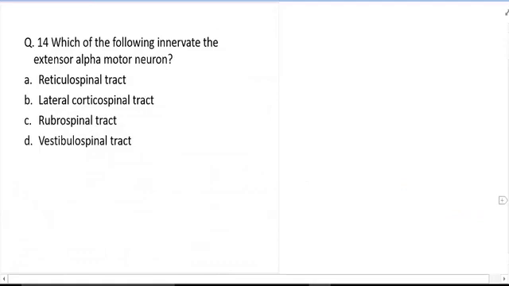Next, which of the following neurons innervate the extensor alpha motor neuron? The moment it says extensor alpha motor neuron, that should give you a hint that this is involved in posture. The innervation of flexors, especially upper limb flexors, is mainly for fine skilled movement, but extensors mainly for maintenance of posture. Now, if you see the reticulospinal tract innervates A gamma especially to the extensors.